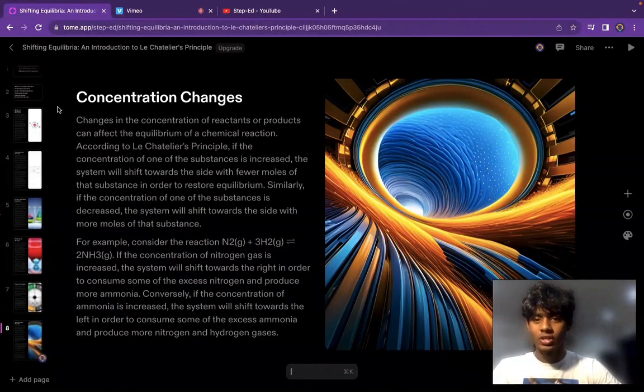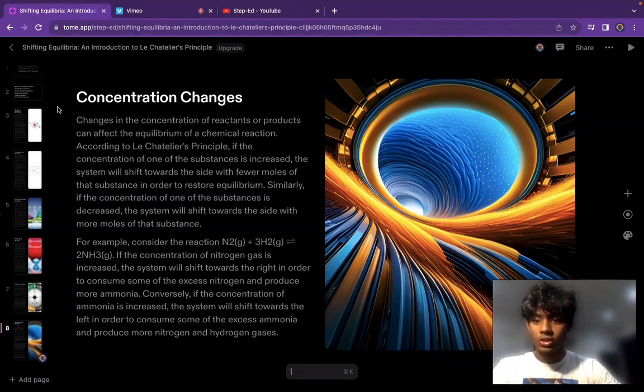Changes in the concentration of reactants or products can affect the equilibrium of a chemical reaction too. According to Le Chatelier's principle, if the concentration of one substance is increased, the system will shift towards the side with fewer moles of the substance in order to restore equilibrium. Similarly, if the concentration of one substance is decreased, the system will shift towards the side with more moles of the substance. For example, consider the same reaction.